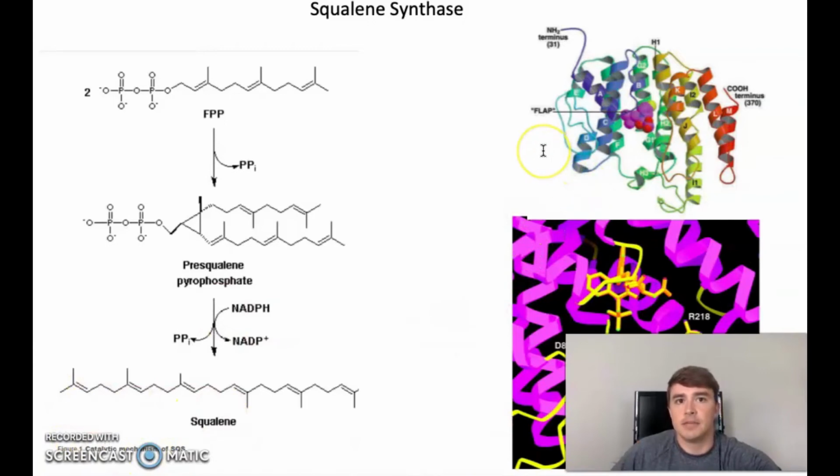So that last step is very important because it's the first committed step in the formation of cholesterol. It's unable to go in a different direction once it goes through that pathway. And kind of looking back at acetyl-CoA, this pathway requires 18 ATP molecules to produce one squalene. So it's a very endergonic pathway.